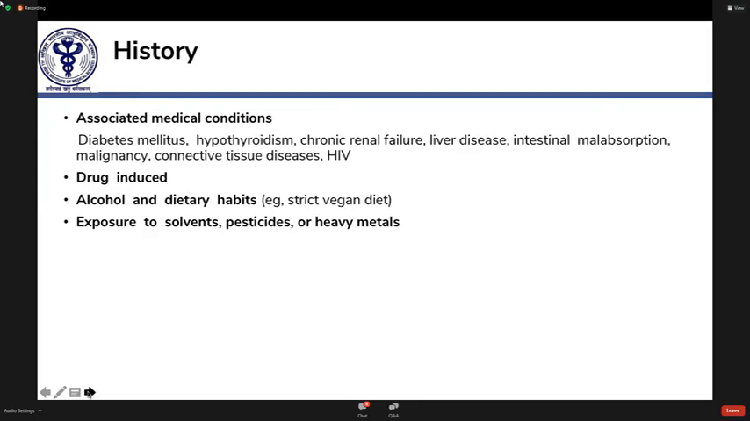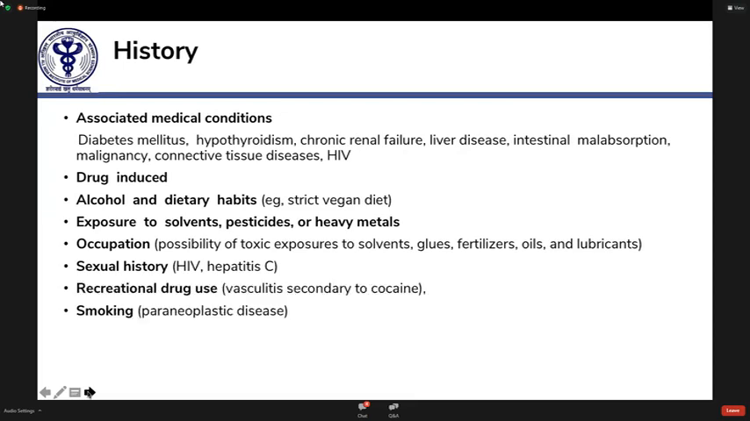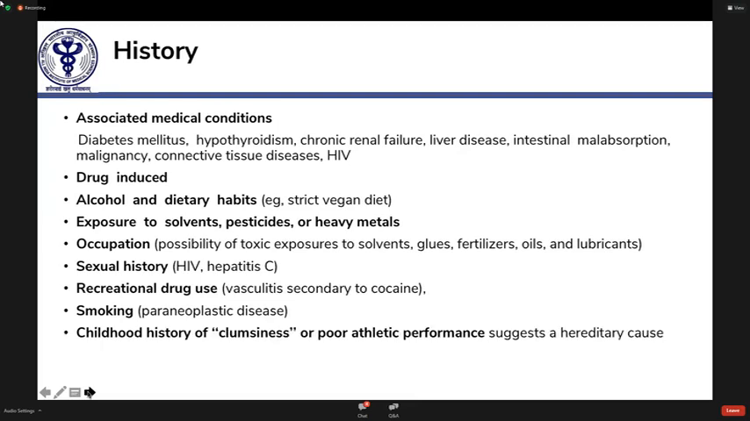Alcohol and dietary habits, like a strict vegan diet, and exposure to solvents, pesticides, or heavy metals. Occupation, like toxic exposure to solvents, glues, fertilizers, oils, and lubricants. Sexual history regarding HIV and hepatitis C. Recreational drug use, since drug-induced neuropathies can occur. Smoking, especially as a paraneoplastic syndrome, where neuropathies can occur.